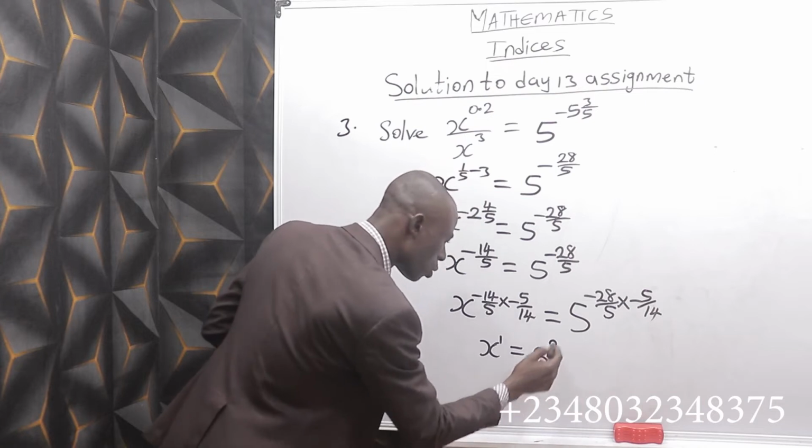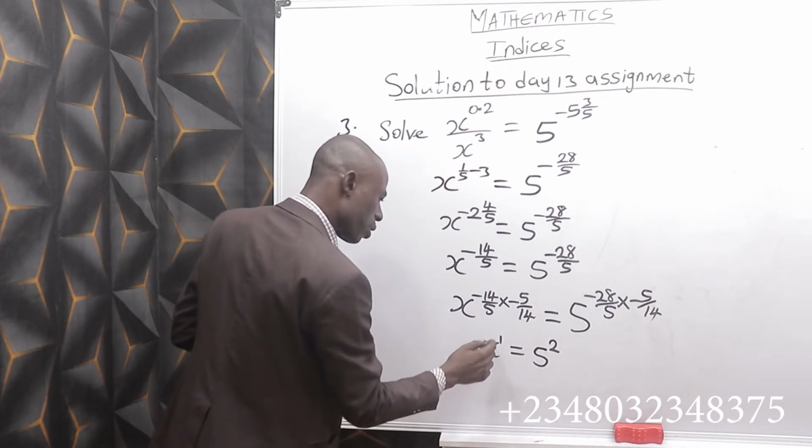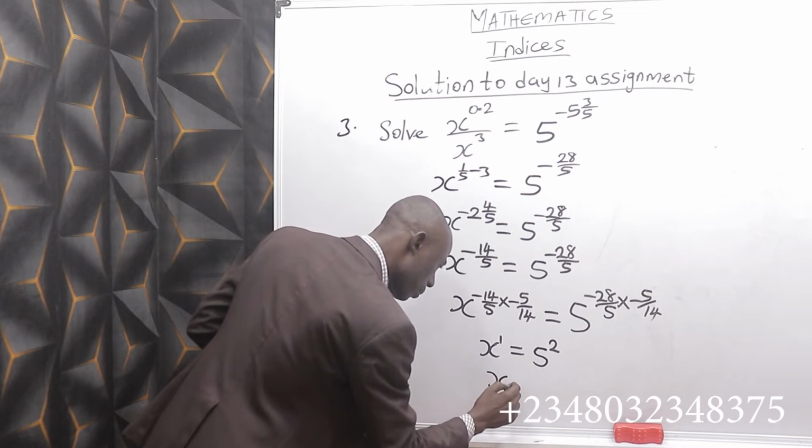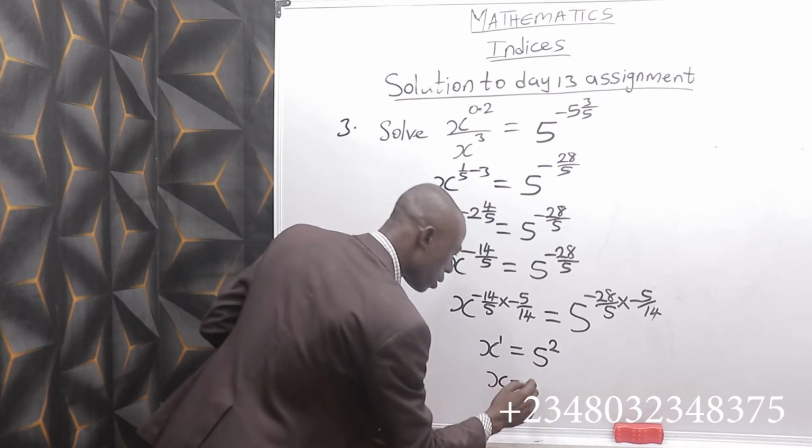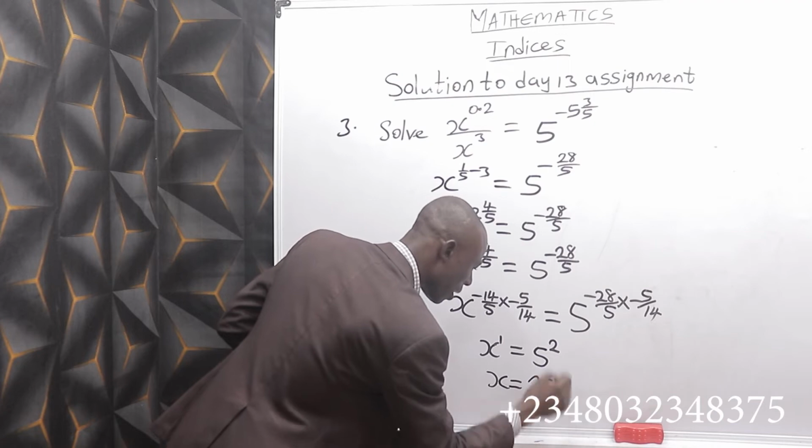So we have 5 raised to power 2. Don't forget, x raised to power 1 is x. And 5 raised to power 2 is 25. And that is the solution.